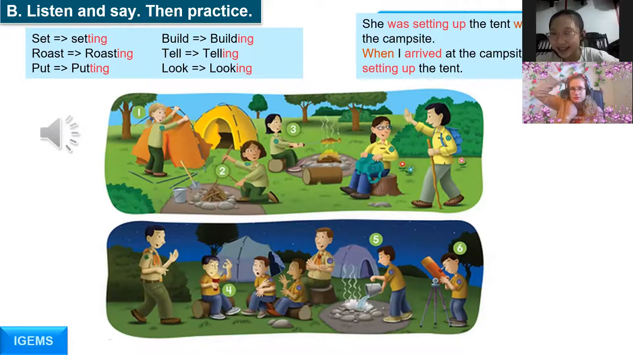Four. He was telling stories when I arrived at the campsite. When I arrived at the campsite, he was telling stories. Five. He was putting out the campfire when I arrived at the campsite. When I arrived at the campsite, he was putting out the campfire. Six. He was looking at the stars when I arrived at the campsite. When I arrived at the campsite, he was looking at the stars.